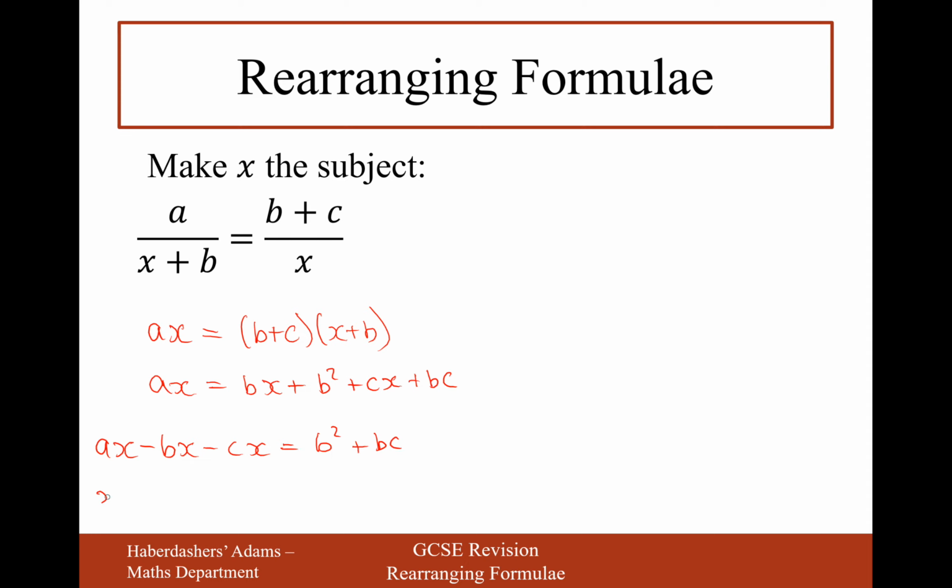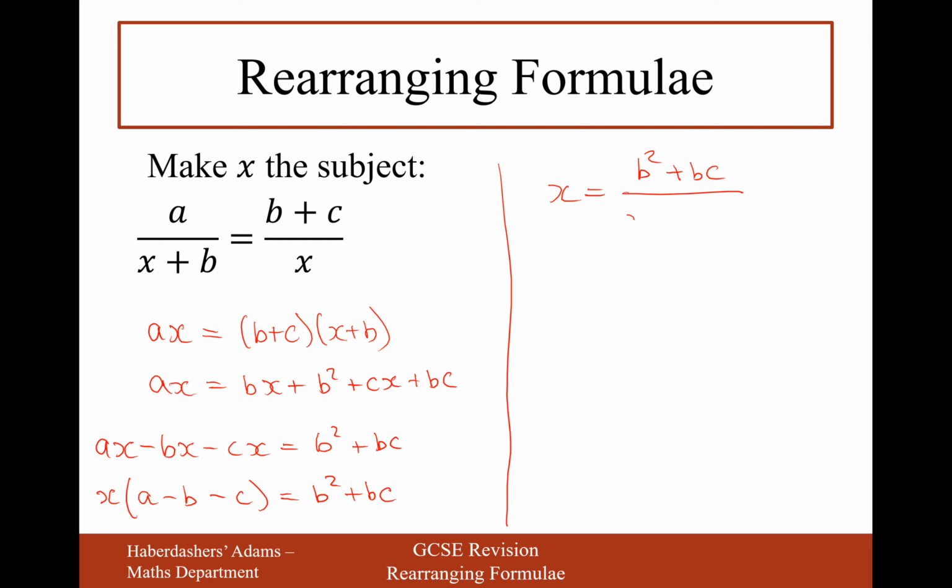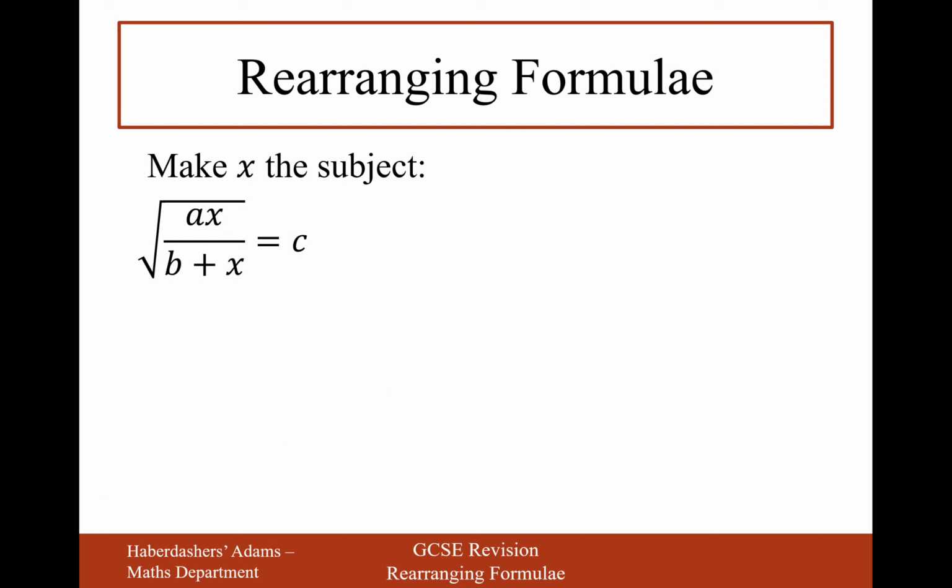Then I'll do some factorizing. Three things I've got to factorize here, a minus b, and a minus c. And then I'll divide by what's inside the bracket, so it's x equals b squared plus bc over a minus b minus c. And there we are, that's the answer to that question. So it's a cheeky bit of what we call cross multiplying. Moving on to the next part, pause the video and give this one a go.